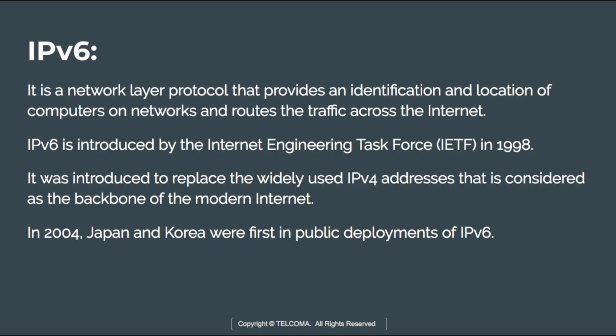IPv6 was introduced by the IETF, that is the Internet Engineering Task Force. IPv6 is also known as IPng, that is Internet Protocol Next Generation, and it is the most recent version of the Internet Protocol. It was introduced to replace the widely used IPv4, which is considered the backbone of the modern Internet. In 2004, Japan and Korea were first in public deployment of IPv6. Now we are using these IPv6 addresses in our devices today.